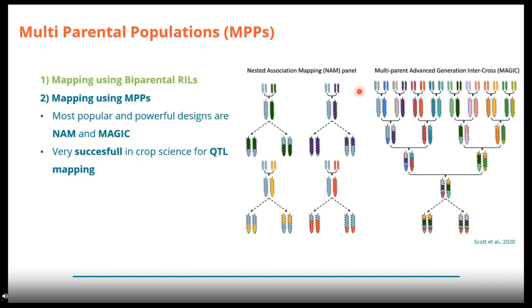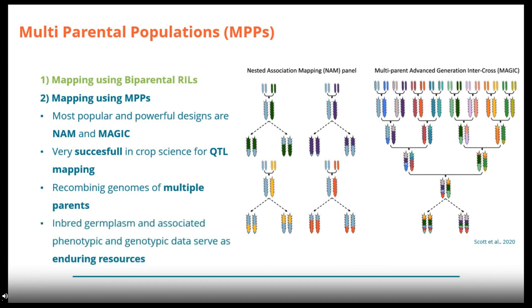The other very popular multi-parental design is multi-parent advanced generation intercross, the so-called MAGIC populations. So what you do with MAGICs is basically you try to recombine the genomes of multiple parents. You can have 4, 8, 16 initial lines, and you end up basically with an inbred germplasm, which is actually a mosaic of the genomes of the initial parentals, and it constitutes an enduring resource to perform QTL mapping, as you can map many traits.